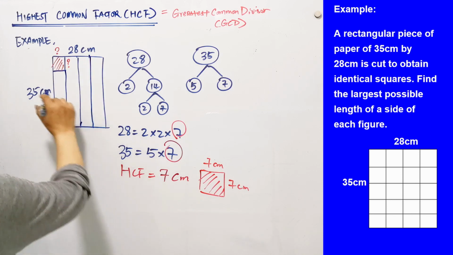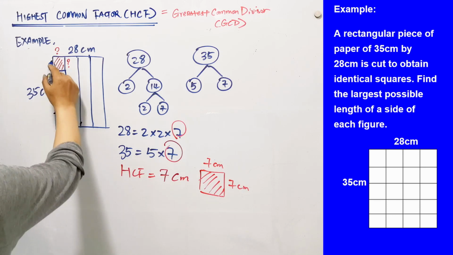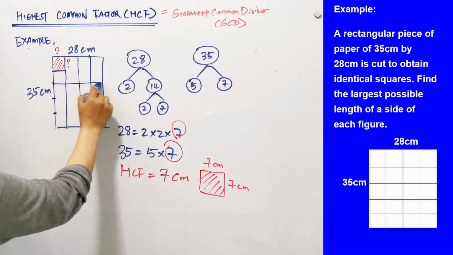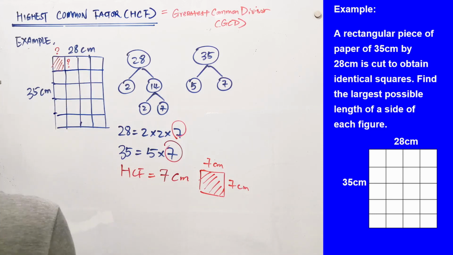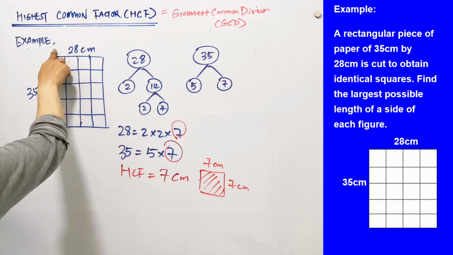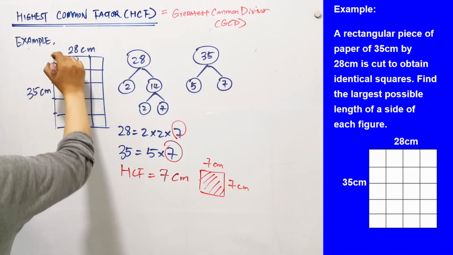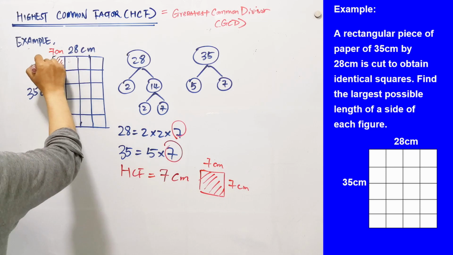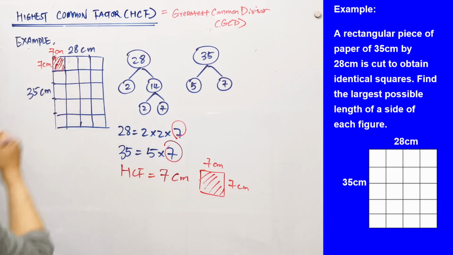Now we have an answer, right? Over 5 here, 1, 2, 3, 4, right? 1, 2, 3, 4, 5. Okay, not to scale, just for information purposes. So in this case, we can cut here 7 cm. Here also 7 cm, right? Okay. So this is another example.